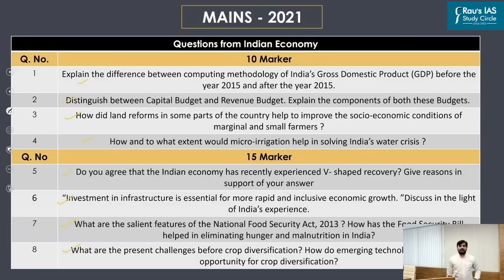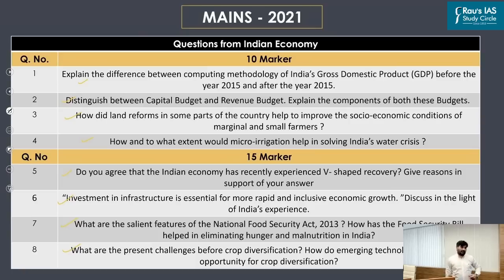Second type of questions are the current affairs related questions. The best example happens to be the V-shaped economic recovery. So it is not explicitly mentioned in the syllabus, but it was in news. Since it was in news, since it was a recurrent theme, UPSC had asked this question.